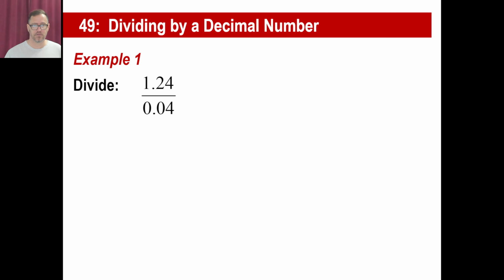Now, this is what a mess that looks like. 1 and 2 and the 4, forget that. What you're going to do is basically, this is the same thing as saying 0.04 or 4 100ths into 1 and 24 100ths. A mess, forget it, don't do it.